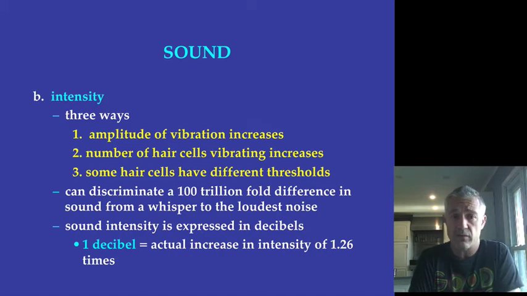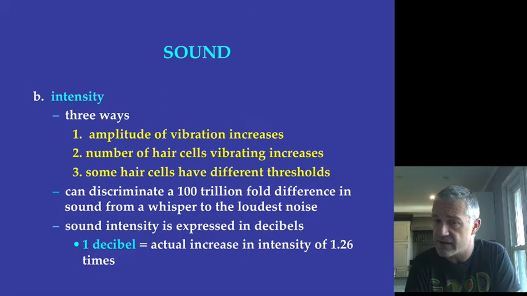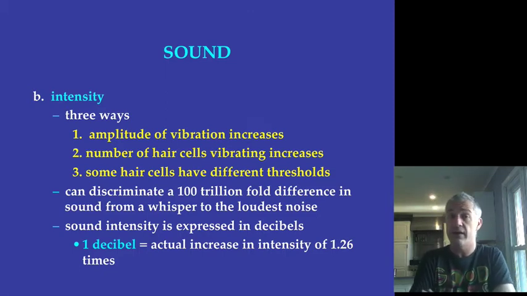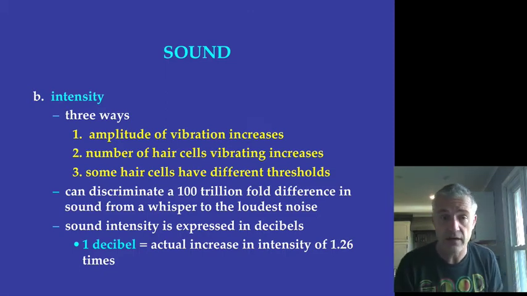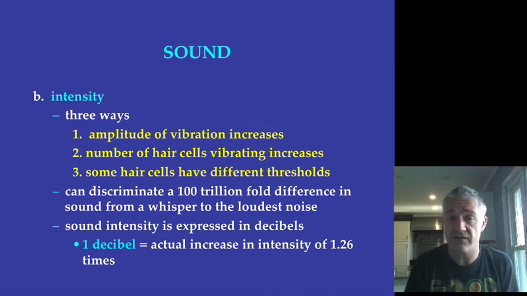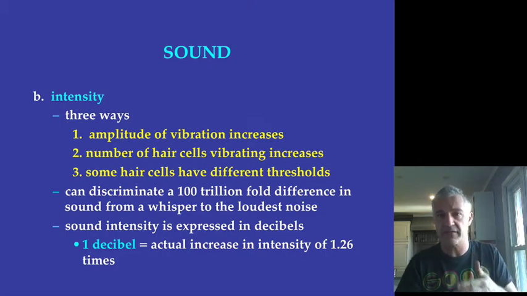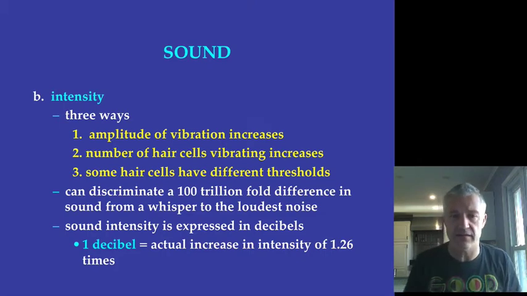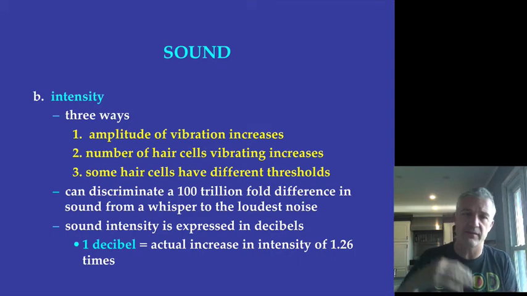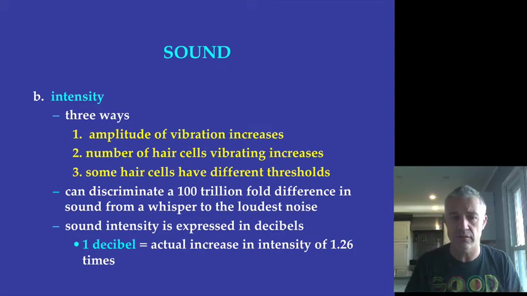So you get a bigger wave here. One of the things it can do is it can activate more hair cells in that area, which would be one way we would determine that this is a louder sound. The other thing is you can have certain hair cells that have a different threshold, so it needs a bigger movement. So we need a bigger vibration to activate those hair cells. And that's where we can get some of this differentiation in volume.